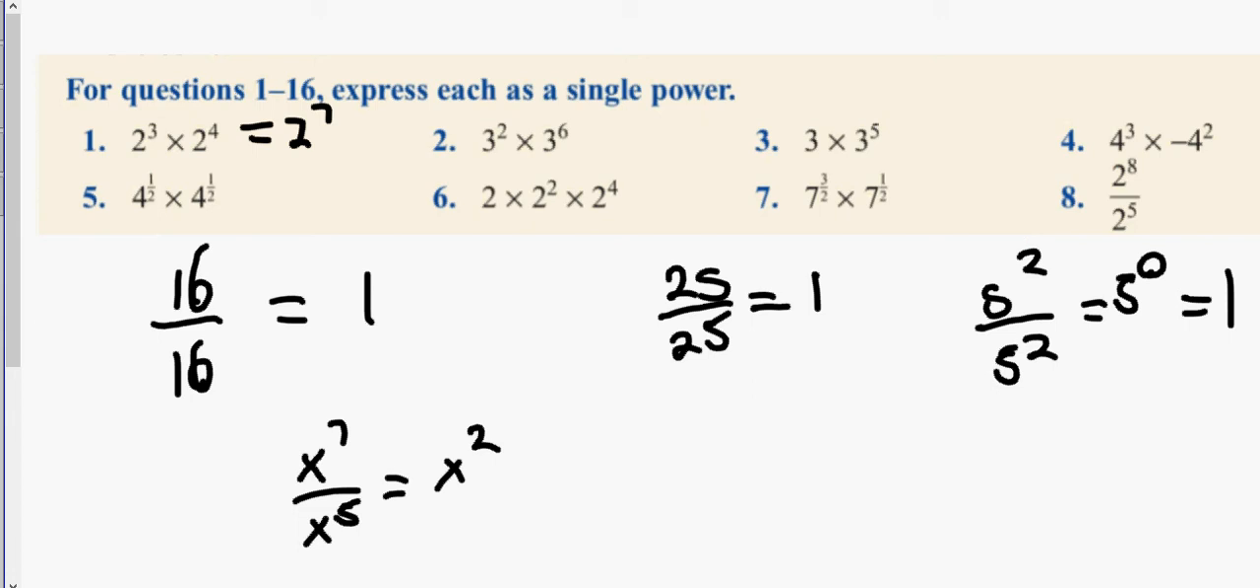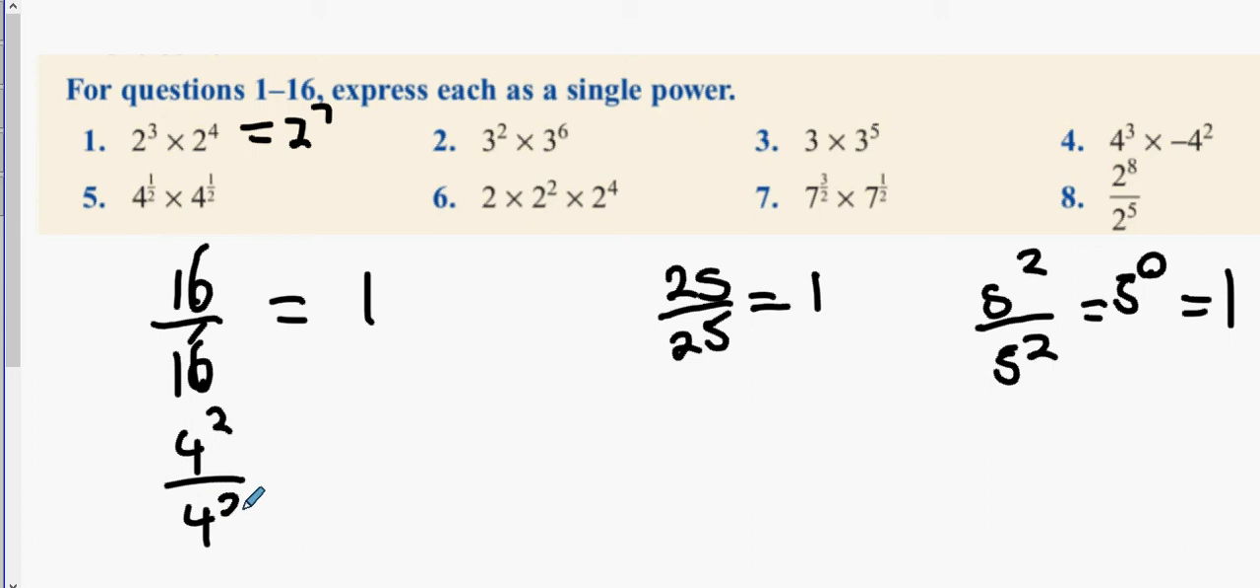You made that up. That's odd. Let's try another one out. What's 16? 4 squared. The other 16 is also 4 squared. What's 4 squared divided by 4 squared? 4 to the power 0, which is also 1.